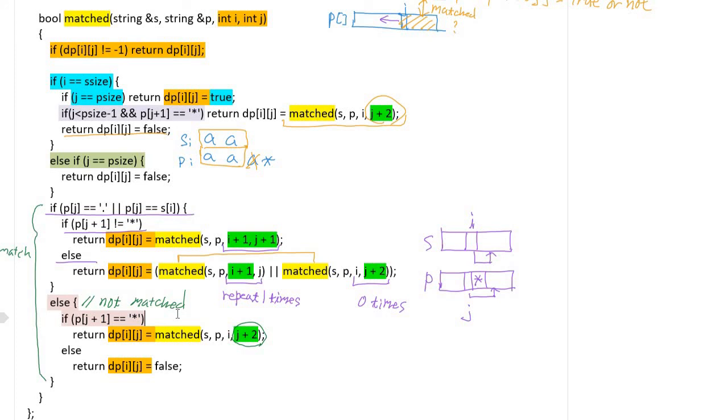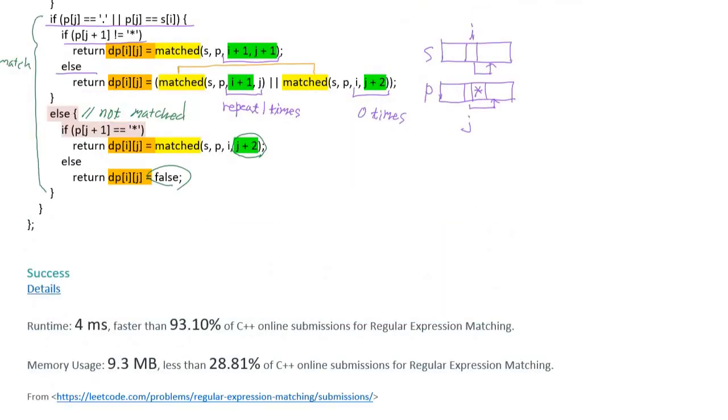And if characters are not matched, we also need to check if the next character is asterisk. In this case, we just call the recursive function with i, j plus 2, because the current character is not matched, so we need to skip the current character in the pattern string, which means the 0 times repetition. If the next character is not asterisk, this pattern matching failed. Okay, the runtime of this code is 4 milliseconds, which is faster than 93.10%.